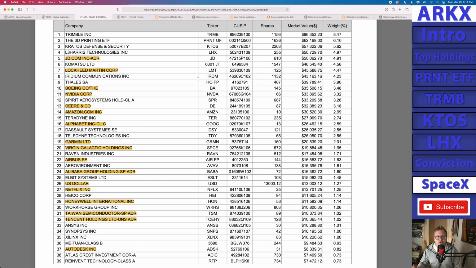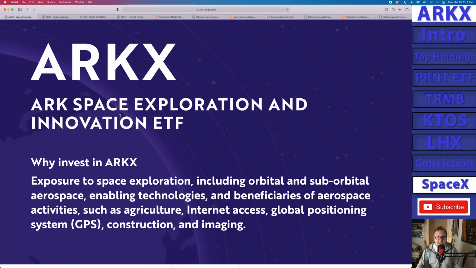And if for whatever reason ARK is able to get in early on those companies, maybe at the IPO price of something like SpaceX, Blue Origin, or some of these other space exploration stocks coming public, well, that could be great value for you, the individual investor. So that is ARKX. We'll see what happens with this one. Certainly monitor it going forward.